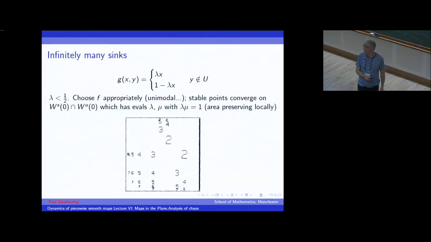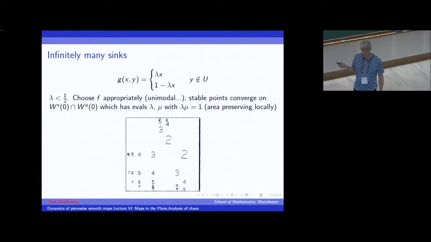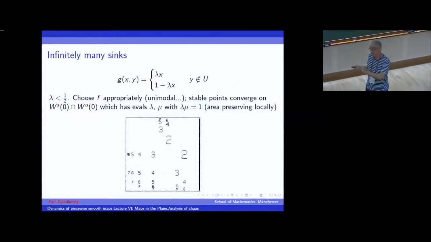So once again, this is area preserving. They were doing this because although the Newhouse phenomenon had been around for about 10 years, there had been no explicit example where people could say, here's the Newhouse phenomenon working.